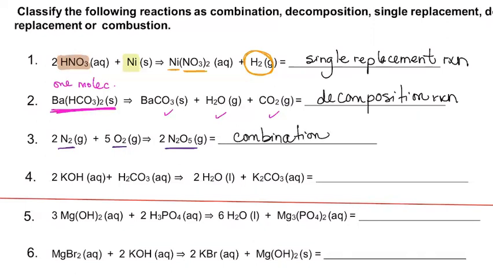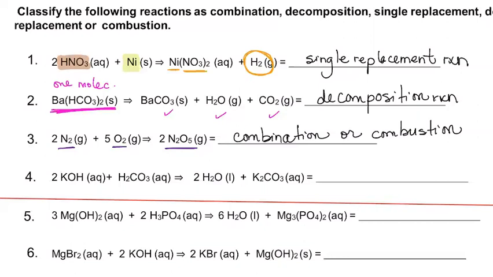Now, because I have nitrogen reacting with O2, what is another classification that we can give this reaction? Thank you, Vanessa. Combustion. Okay, put a 3 in the chat if the classification for 3 makes sense. Excellent. Let's move on to number 4.